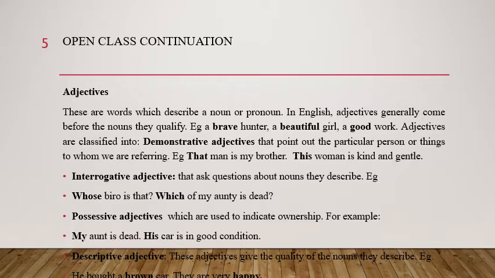For adjectives, they are words that essentially describe a noun or pronoun. In English, adjectives generally come before the nouns they describe or they qualify. For example, a brave hunter, a beautiful girl, a good work. These adjectives themselves are further subdivided into demonstrative, interrogative, possessive, as well as descriptive adjectives.